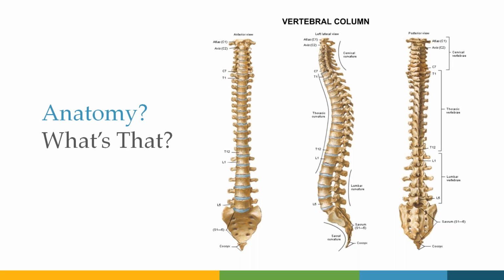We need that motion for vision purposes, right? Think about driving into work today. You had to look over your shoulder to make sure you wouldn't hit the car next to you, right? So we have to have a lot of motion in our neck. Half of that motion is going to come from the first and the second vertebrae.